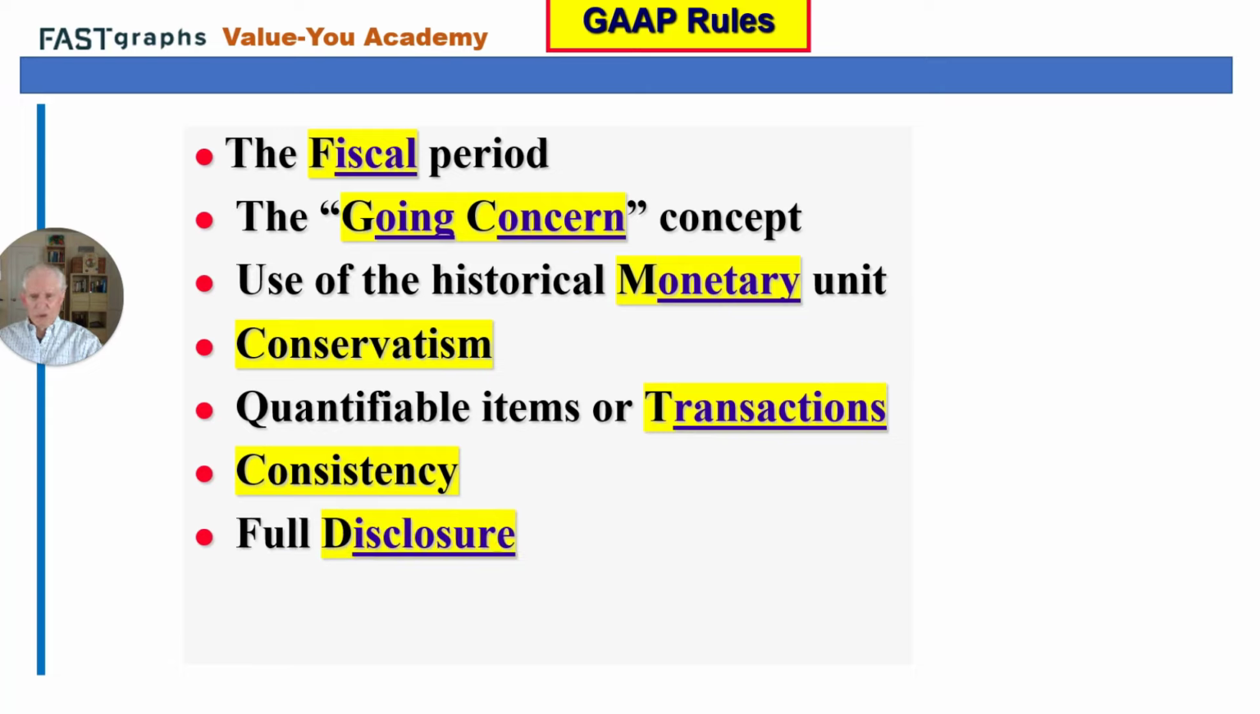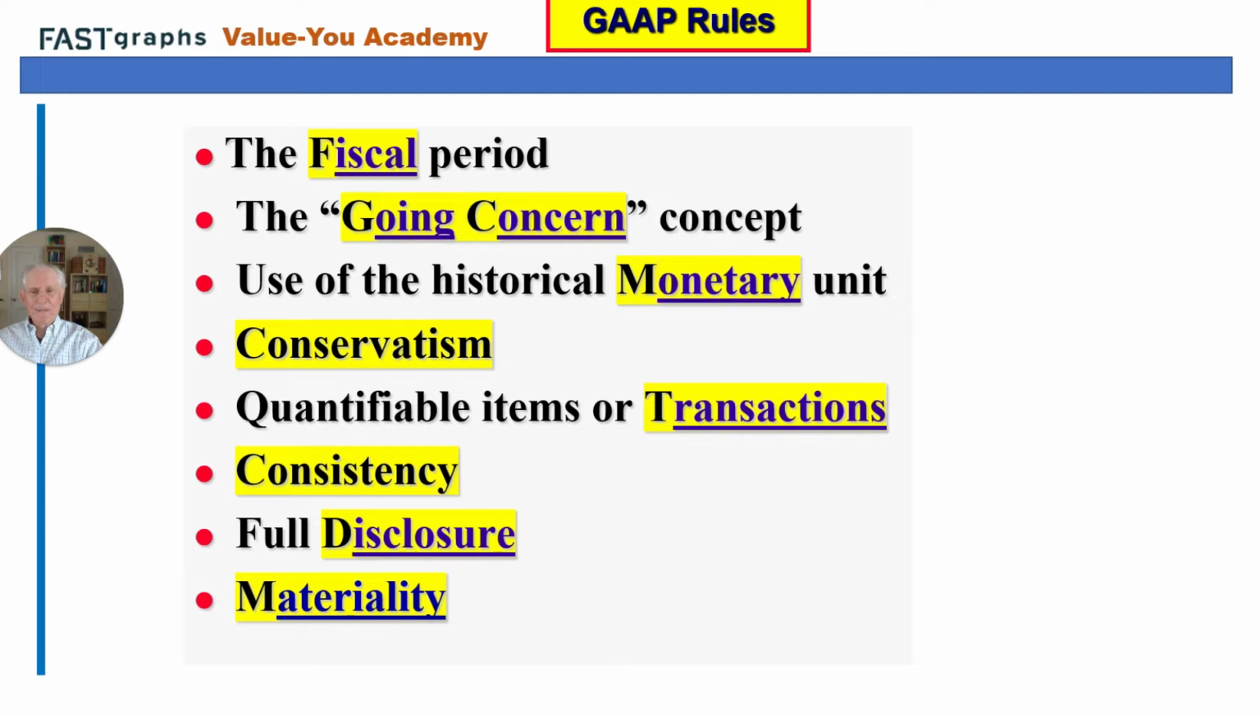Full disclosure, this is a very important one. The notes or footnotes behind the financials. That's the meat of the annual report. I always go to the footnotes and notes to find out how did the company get the numbers and what GAAP rules did they follow.